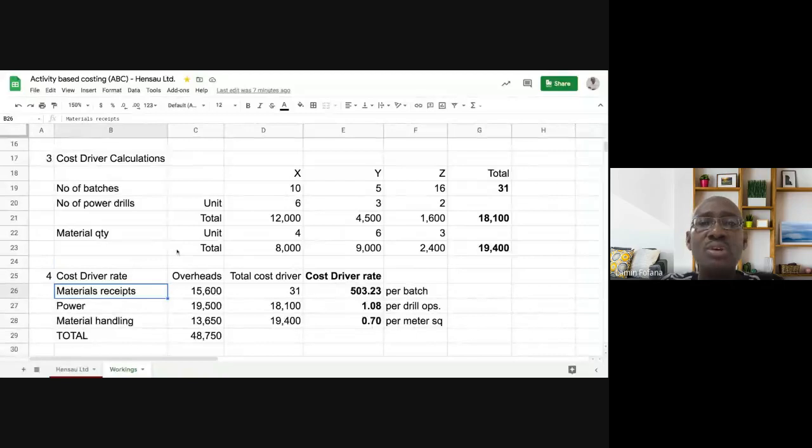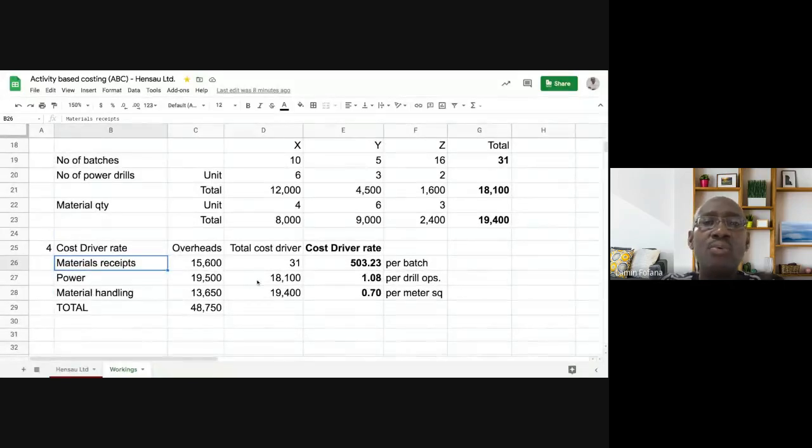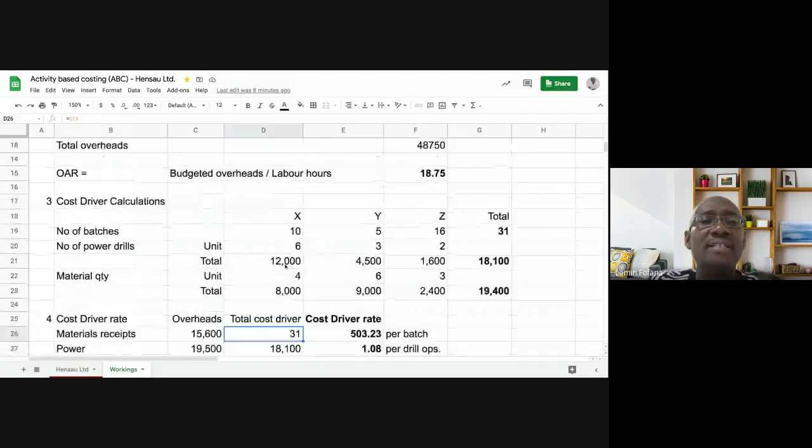That's why when we look at the cost driver rate, we calculated them based on their various cost drivers. For example, the cost driver for material receipt was what? Number of batches of material, power drill, and then quantity. So we use those bases to share the overheads.